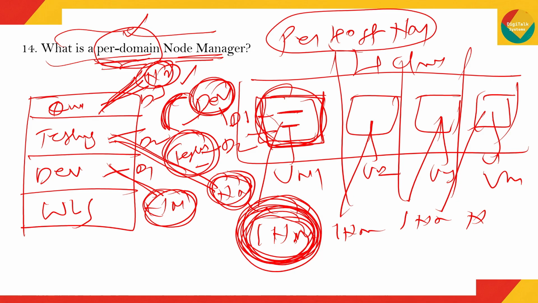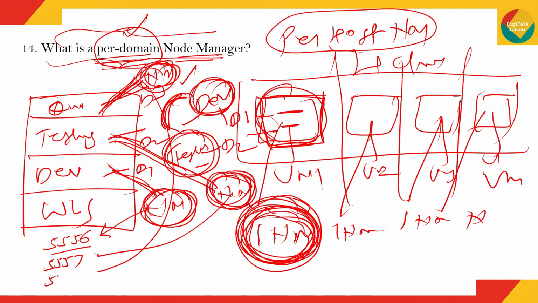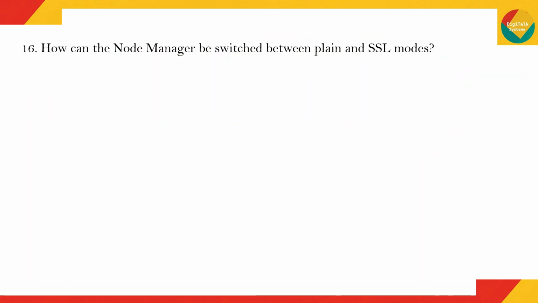But the only thing you have to take care of when you are installing and configuring the node manager is that the default port is 5556, right? And you cannot run more than one process on the same port in an OS. So if you have 3 domains, that means you have 3 node managers, so you have to specify a different port. For example, to one node manager you specify 5556, to the second node manager you can give 5557, and to the third you can give 5558, or whatever different port you want. This is the thing you have to take care of when you have multiple node managers on the same machine, and this is called the per domain node manager.